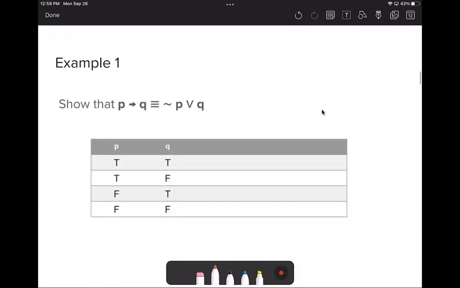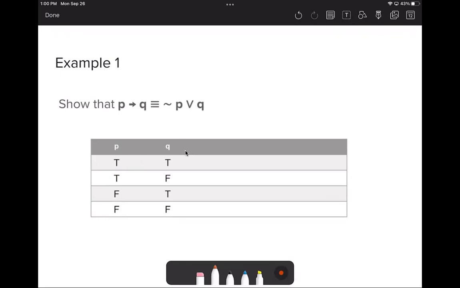So let's have our first example. Let us show using a truth table that P implies Q is equivalent to not P or Q. Since we have two distinct variables P and Q, we similarly have four combinations of truth values occurring in P and Q.